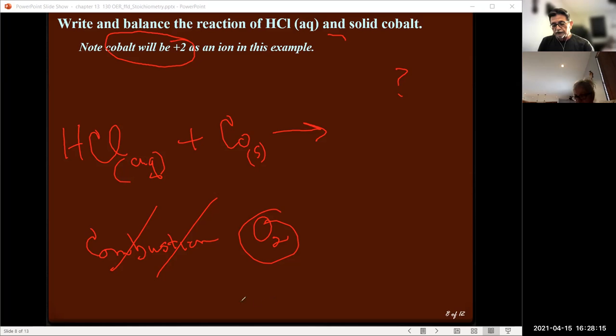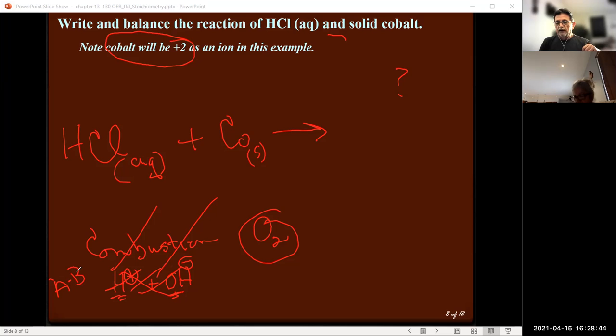What's another type of reaction? Acid-base reaction. Remember acid and base, the hydroxide? Neutralization reaction, remember that one? Well, we have an acid here, hydrochloric acid, but do we have a base? We have no hydroxide here. So the acid-base reaction we can get rid of. So the combustion reaction and acid-base reaction, we eliminate.